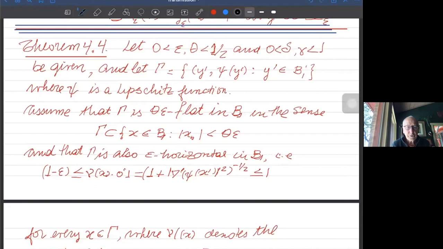So suppose that this is given, and let gamma be the set of y prime such that psi of y prime equals y prime, which belongs to B1. We have that phi is the Lipschitz function. So assume that gamma is theta epsilon flat in B1, in the sense that gamma is contained in the set of x belonging to B1 such that the absolute value of x_n is less than epsilon.